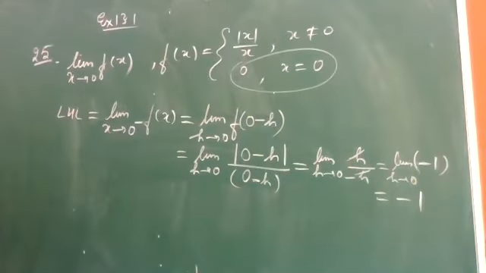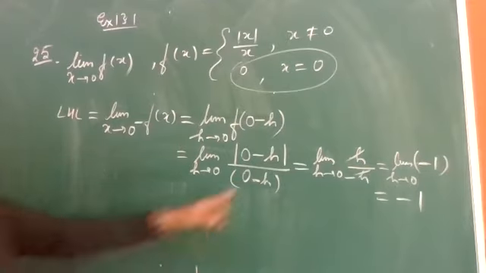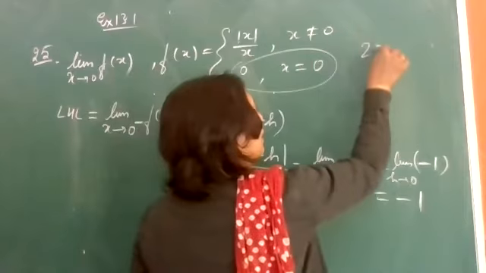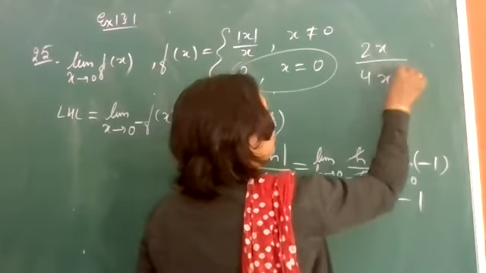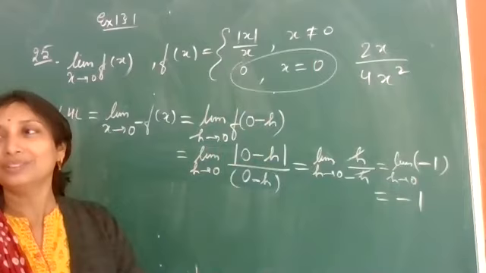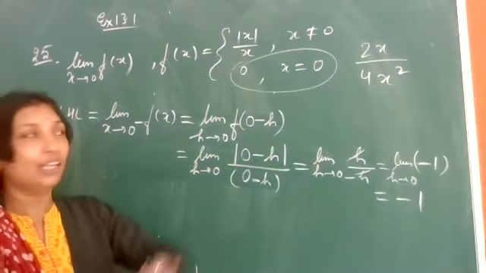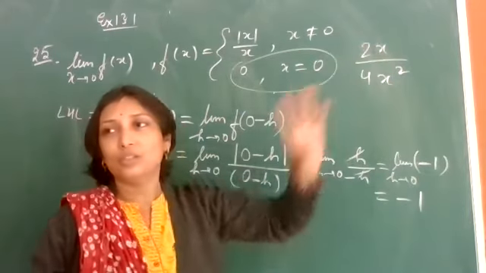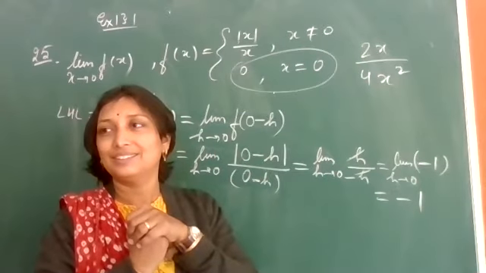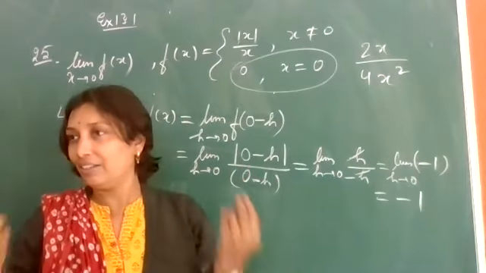You know h tends to 0 becomes 0 upon 0. Why? Is it in most simplified form? First of all, wherever this is visible to me, what will you do to simplify this? What will come to your mind, what should we do? Right, cancel it, divide it.